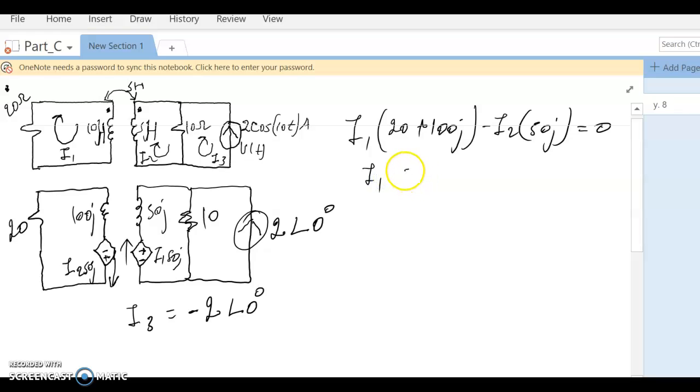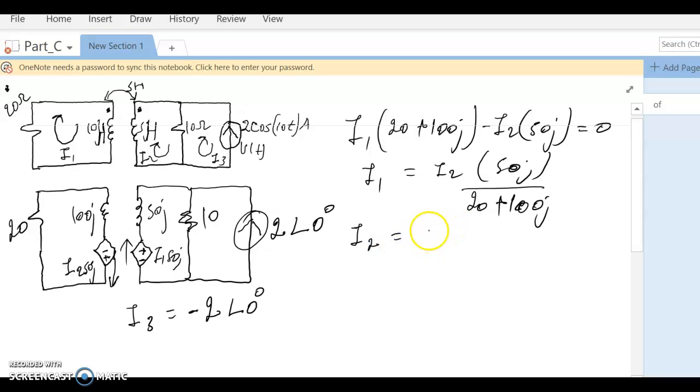This will be I2 (20 plus 100J) minus I1 50J, and the equation in loop 2 is going to be like this: 50J I1 minus 10 I3 is equal to 0.